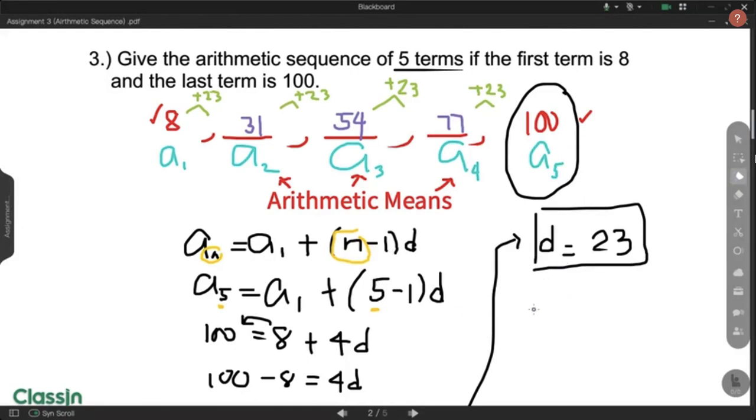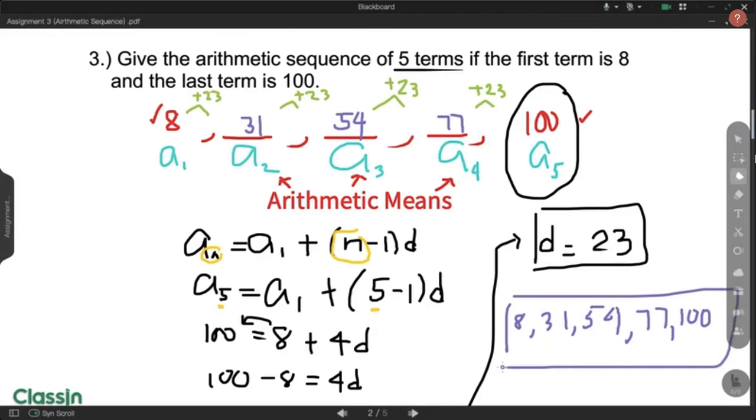So our final answer will be 8, 31, 54, 77, and 100. These are the first 5 terms of the arithmetic sequence with first term 8 and last term 100.